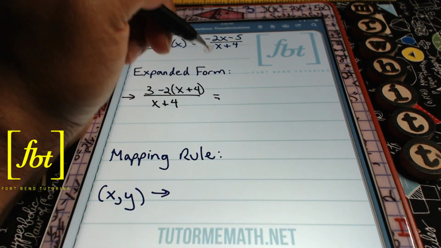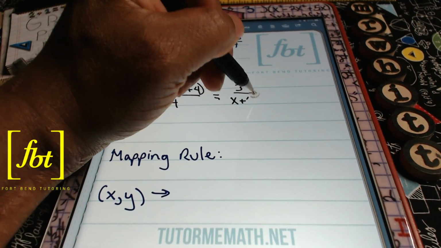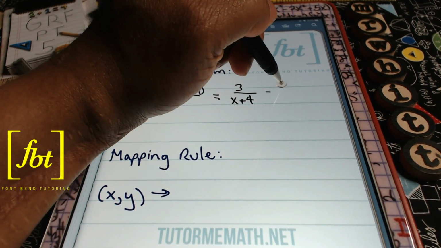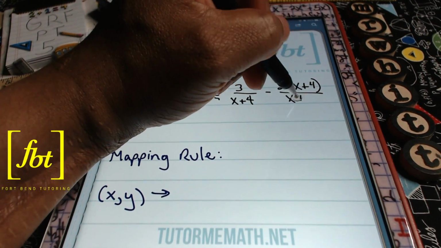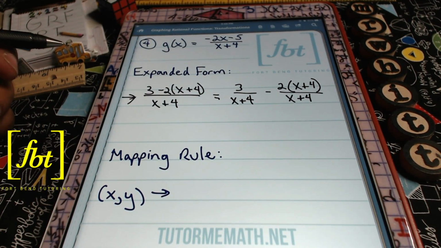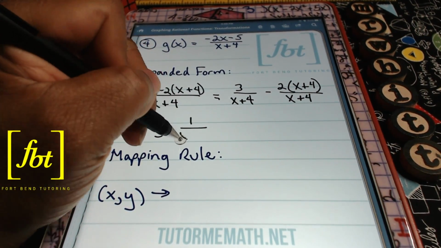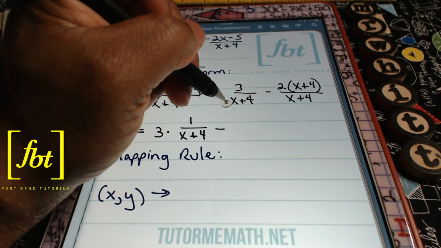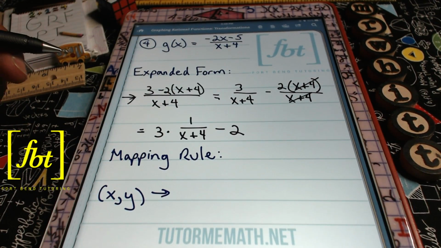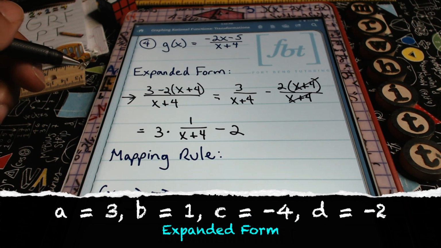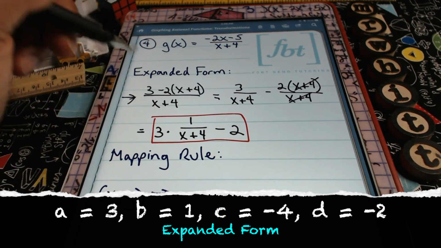So now, as we expand the new numerator, we'll rewrite it as 3 divided by x plus 4, minus 2 times (x plus 4) divided by (x plus 4). All right, so there we go. From here, we'll say we have 3 times 1 divided by (x plus 4) minus, as these x plus 4s cancel out, 2. And this is going to be the expanded form for problem number 4. Red box it. Red boxing it, guys.